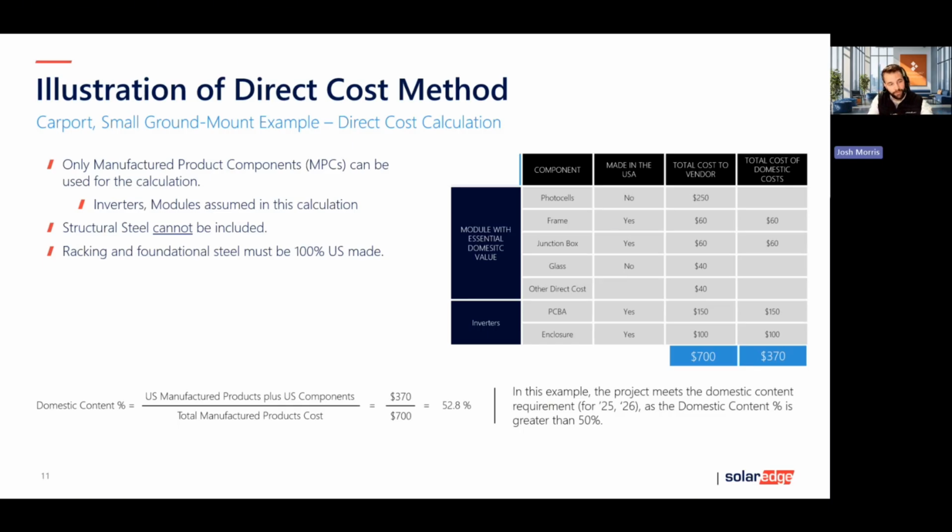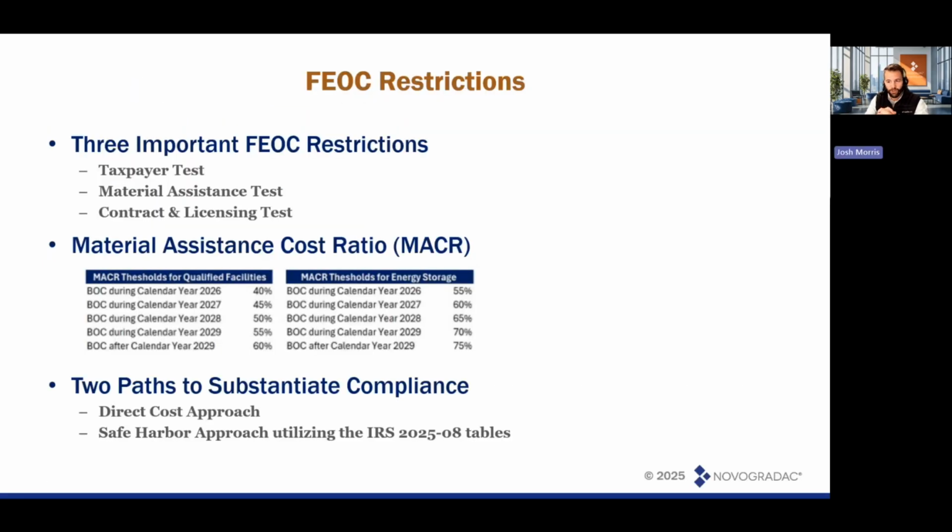You also have to have the structural steel and iron made in the USA, and those items are not included in the calculation. Okay. And so let's put a pause on domestic content and let's talk a little bit more about FEOC. So FEOC restrictions, I could talk about FEOC for hours. I'm going to spare you all of that, and we're going to do the quick and dirty discussion.